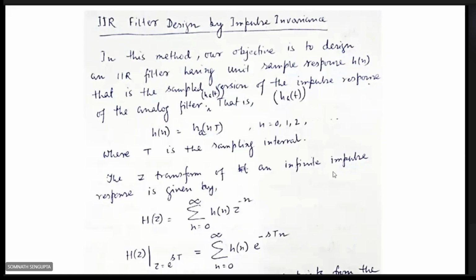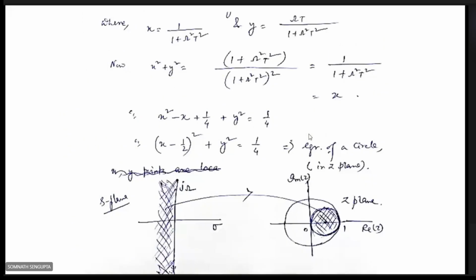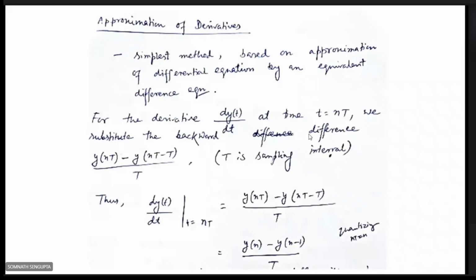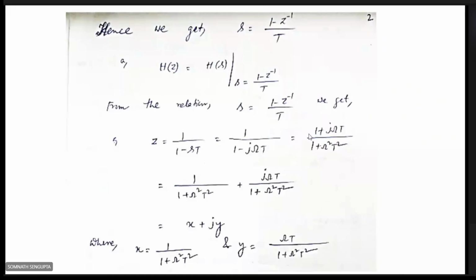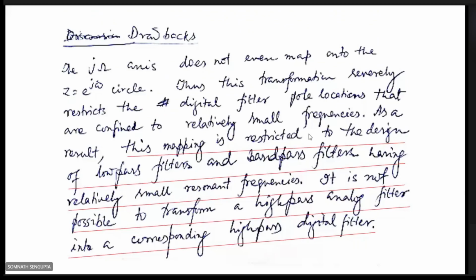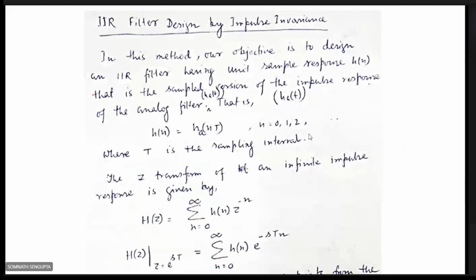There are many methods. These are very important methods, like the impulse invariance method, then bilinear transformation, all of which we are going to see. We have already started one method, that is approximating using differences, the approximation of derivative method. That is slightly less important, but the impulse invariance method is very important.